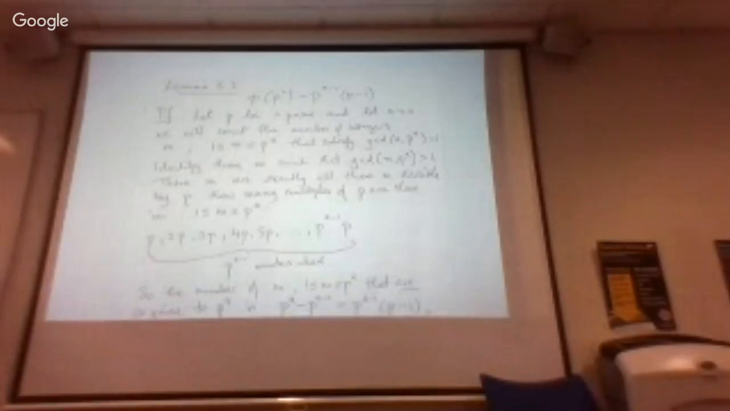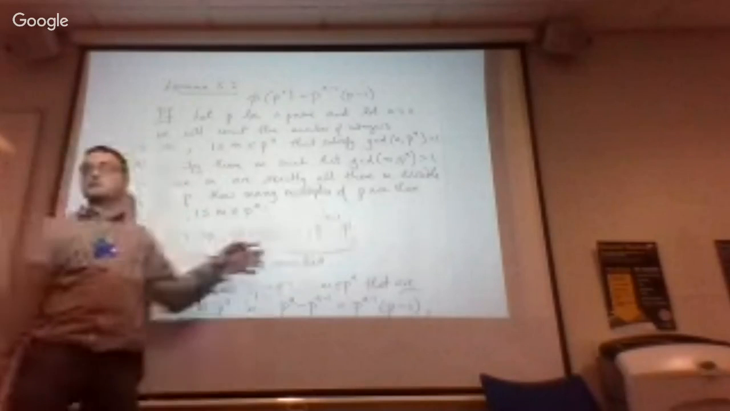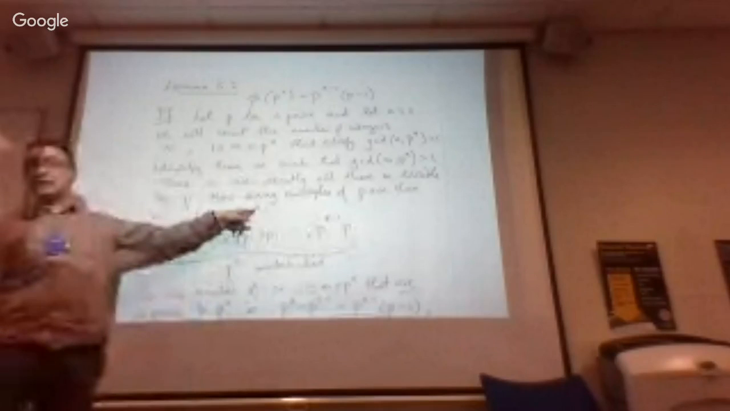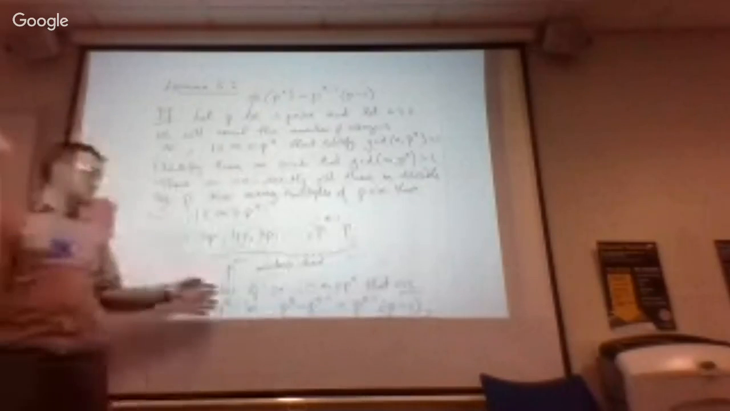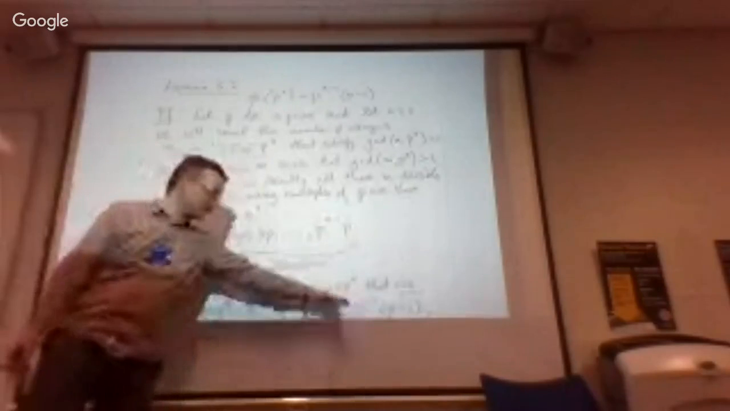We arrived at that number by counting the ones that aren't coprime and seeing what was left behind. We got rid of all the ones that aren't coprime. How many numbers did we chuck away? We chucked away p to the a minus 1. And there was p to the a of them there to begin with. So the number left behind is the difference, p to the a minus p to the a minus 1, which factorizes into the required form.